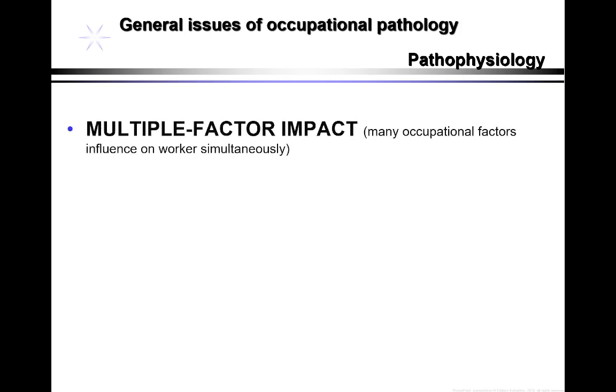So the very basic pathophysiological aspects of any occupational disease include five aspects. Multiple factor impact. Yeah? In each certain place, simultaneously, many hazards influence any kind of worker. Even me, a medical doctor, scientist, teacher, right?